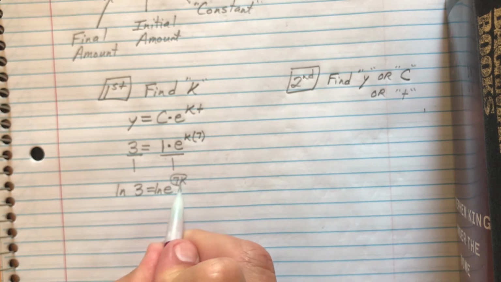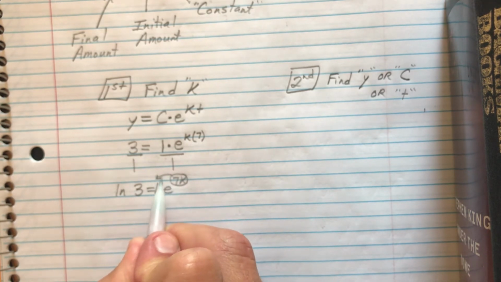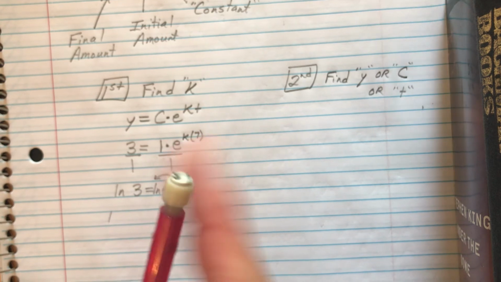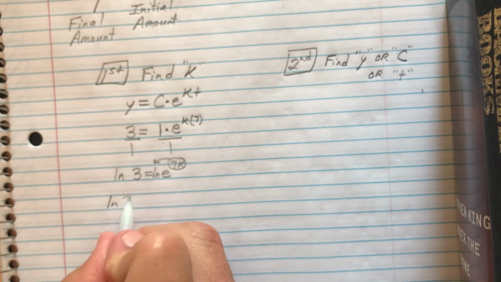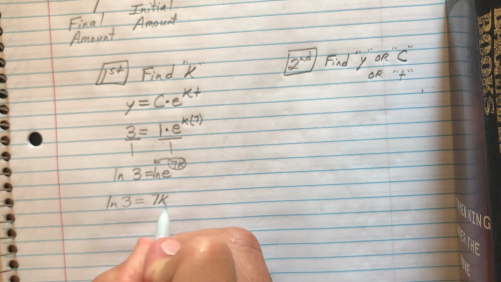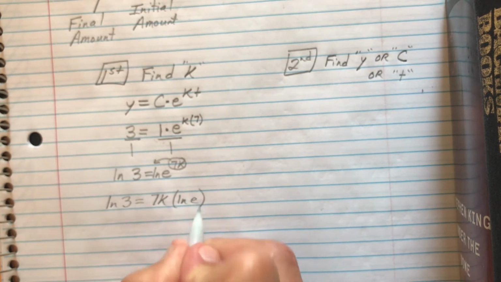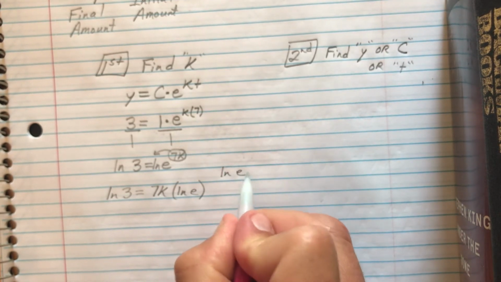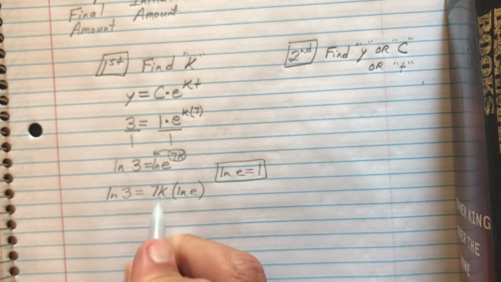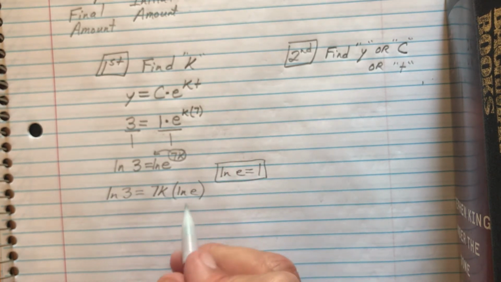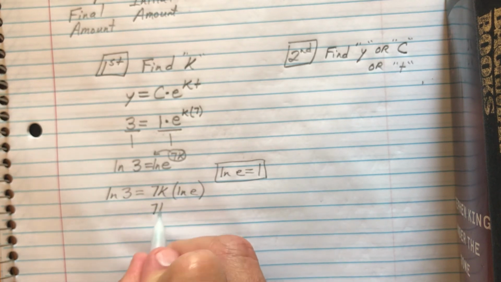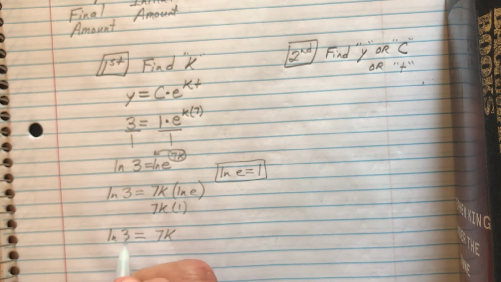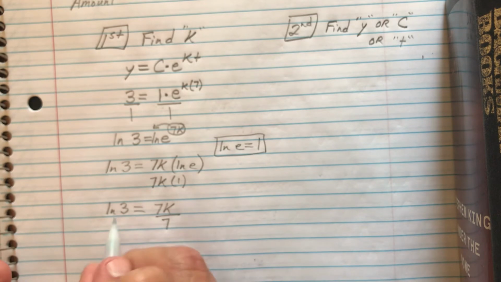This exponent will then move out into the front if we're taking the log of both sides. So we have the natural log of 3 equals 7 times k times the natural log of e. The natural log of e we learned last time is 1. That's why we're taking the natural log of both sides instead of the regular old log of both sides. So this is really 7k times 1, which is 7k. And then to find k, you just divide both sides by 7.